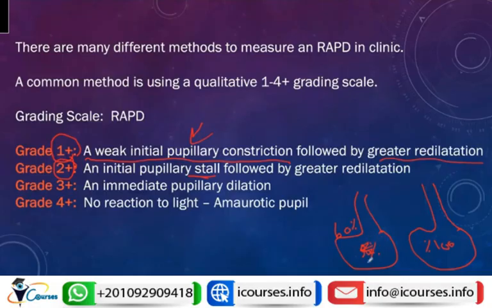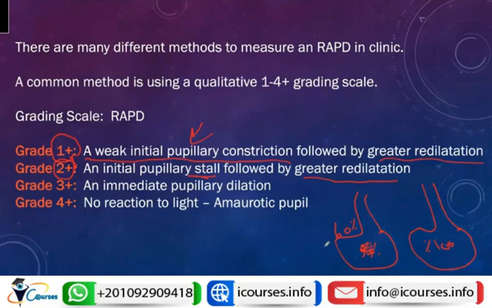So initially it will be fixed because there is some balance between the diseased and the normal afferent pathway fibers. So there will be initial stall, and then eventually the left eye dilatation effect will overcome the constriction effect of the right eye. So this will lead to dilatation at the end.